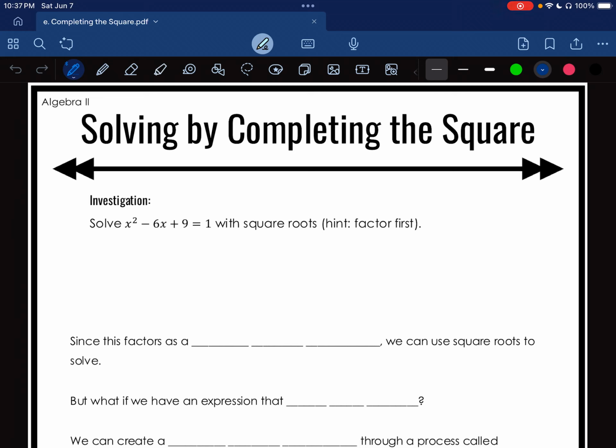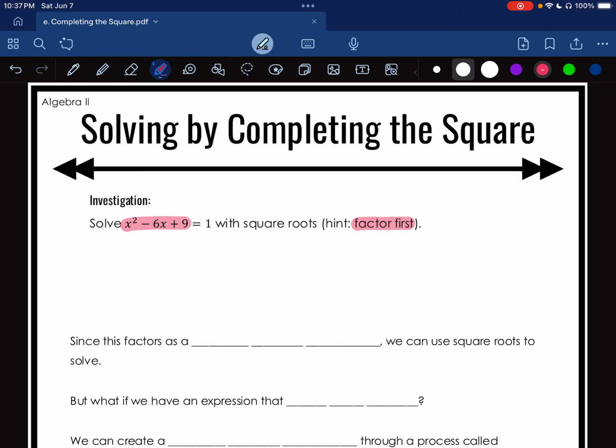All right, so what we're going to do here is start by doing this investigation. I want you to go ahead and solve this with square roots. You're going to take the left-hand side here and factor it, and then you'll get something that is square rootable, and then you'll be able to go from there. So go ahead, take a second, and let's get started.